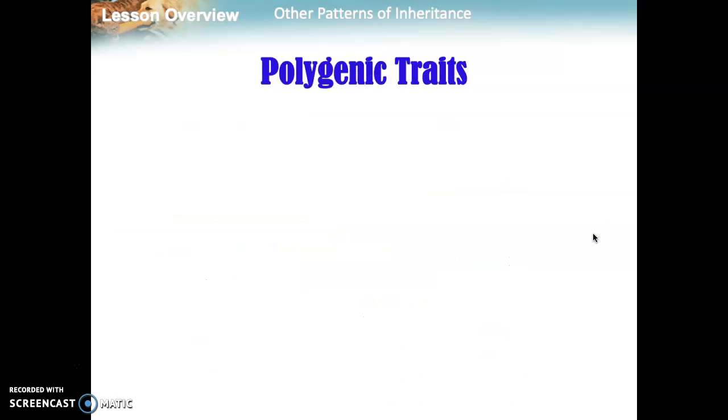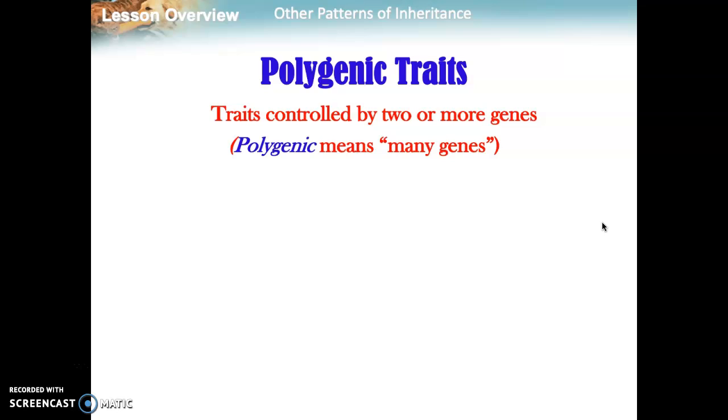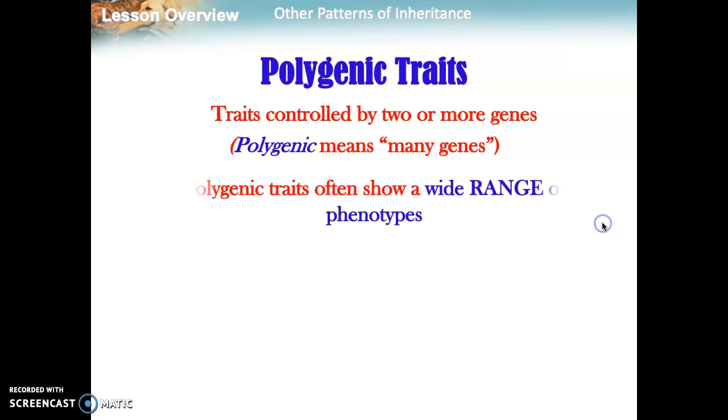Okay, last thing I want to talk about is something called polygenic traits. Again, this is where you have multiple pairs of genes coming together. I'm sorry, I should have said this is controlled by 2 or more gene pairs. Polygenic means many genes. Anywhere from 2 up to 7, 8, 9 different pairs of genes can affect this. Because of that, we have a wide range of phenotypes. In many cases, what we are dealing with is something called incomplete dominance.